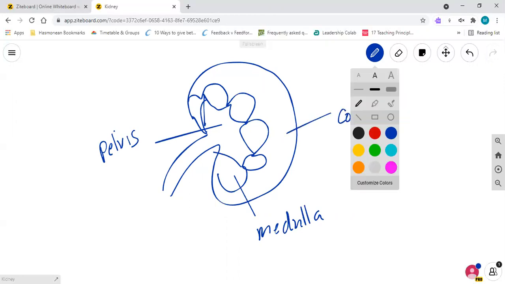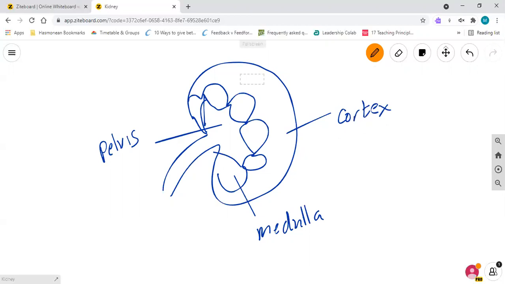Now, what I really want to look at are the tubules that are inside the kidney. Now, tubules or nephrons, as we're going to call them, they start up in the cortex, they dip down into the medulla, they come back up to the cortex, and then they finish up going down into the pelvis and out into the ureter, which is over here.